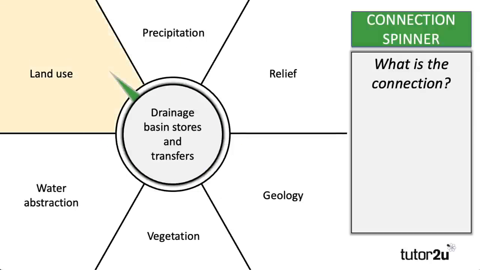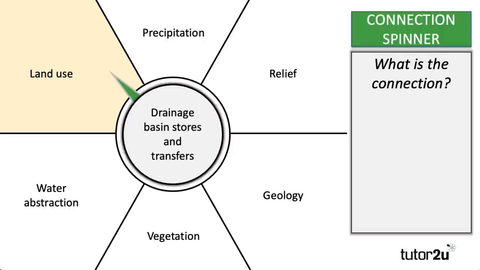Right, land use. So think about different land uses. How does that affect drainage basin stores and transfers? How does it affect how runoff varies over time and space? Okay, we've got some good ideas coming in on the chat. Thank you for all your contributions. That's great. Oh, yes, of course.